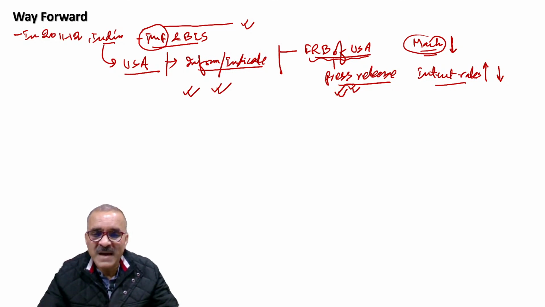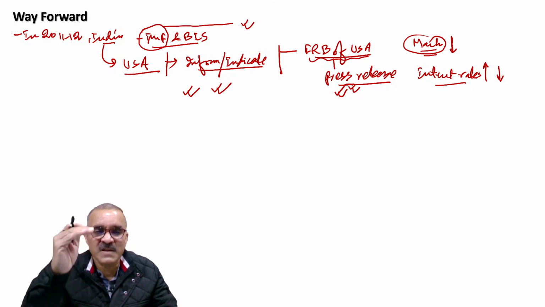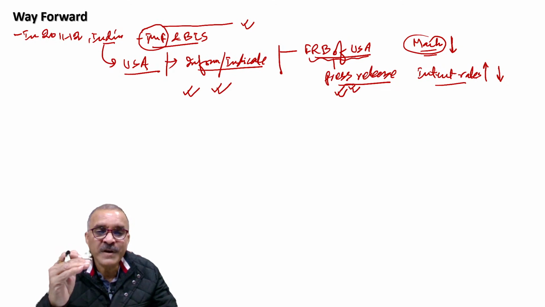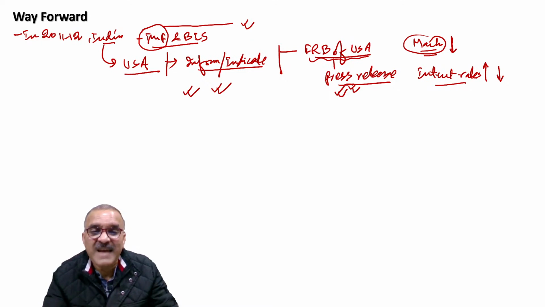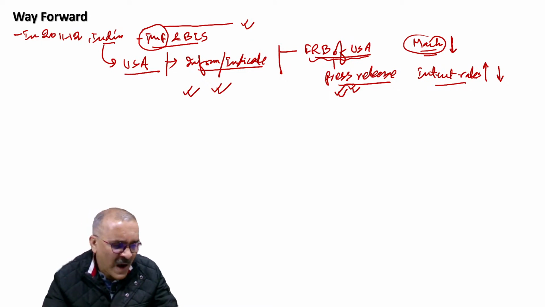If America increases interest rate, we need to increase interest rate. If America decreases interest rate, we need to decrease interest rate. As if we are a kind of colony of America's financial policy. This is a kind of financial capture. Clear? Now I come to Devanshu's question.